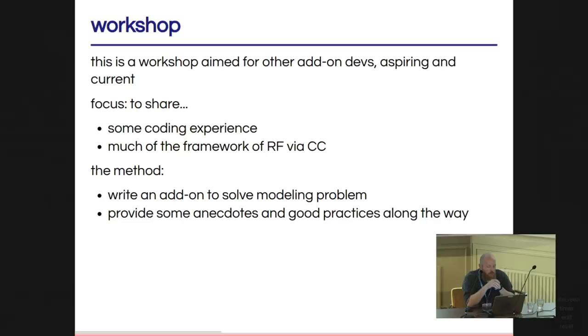So the focus here is to share some coding experience that we had. Much of the framework of RetopoFlow is in CookieCutter, and so that's why I'm here to share. The method I'm planning to use to disseminate this is to write an add-on to solve a modeling problem and to provide some anecdotes along the way, good practices. My hope is that this is a little bit interactive, so if you have some questions, feel free to raise your hand. I'll be happy to pause. We have plenty of time to work through some stuff, although I do want to give the Blender developers a chance to come in at the end, so I definitely won't run over.